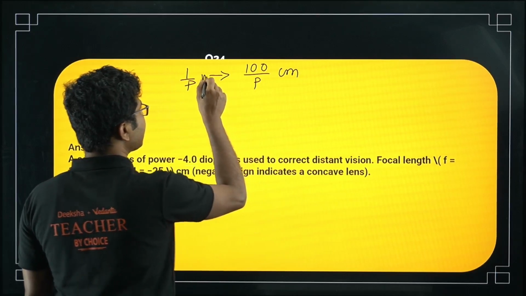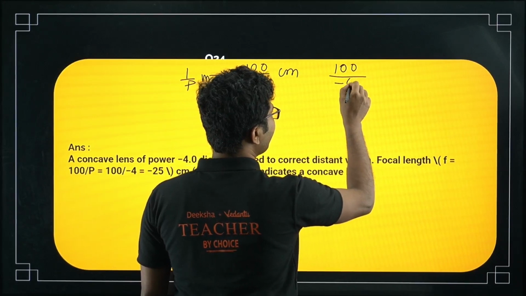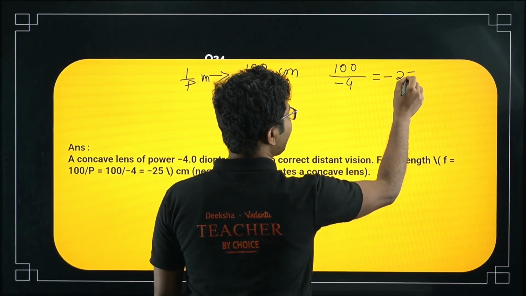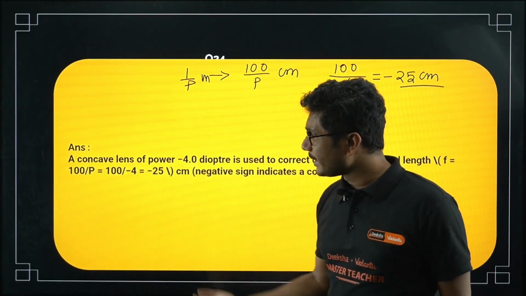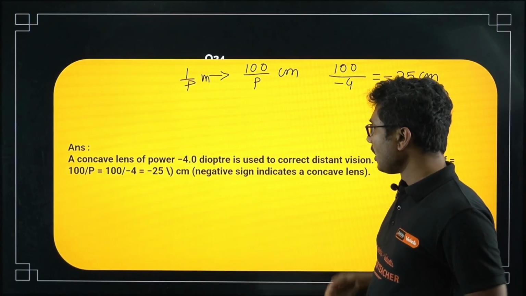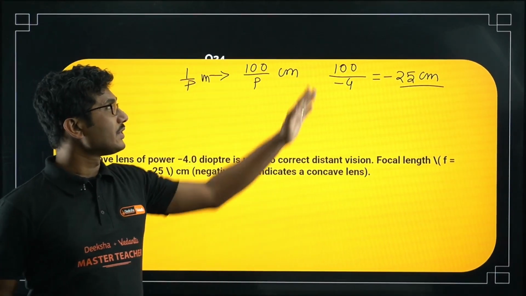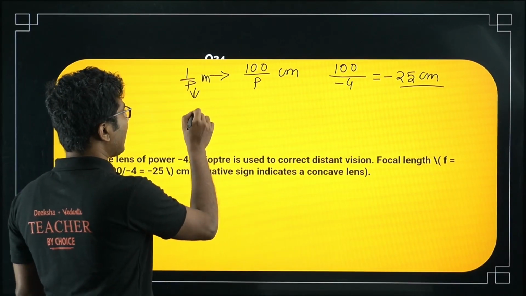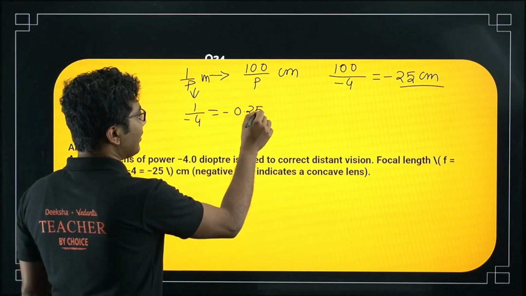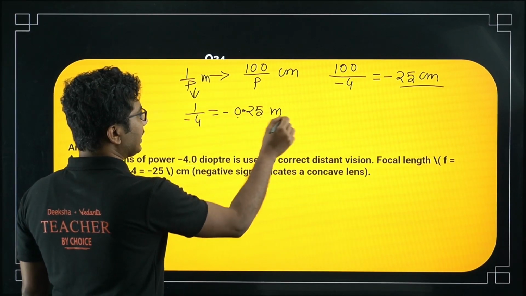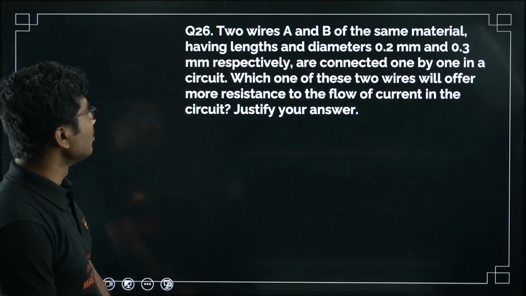This one is in meters, right? So 100 by P with P as -4 gives -25 centimeters, or 0.25 meters. You can find it in terms of meters as well, no problem. The negative sign indicates it's a concave lens. If you want to use the original formula, 1 by P, that is 1 by -4, you will get -0.25, but in this case the answer will be in meters. This is also quite an acceptable answer for this question. Now let's move on to the next part.